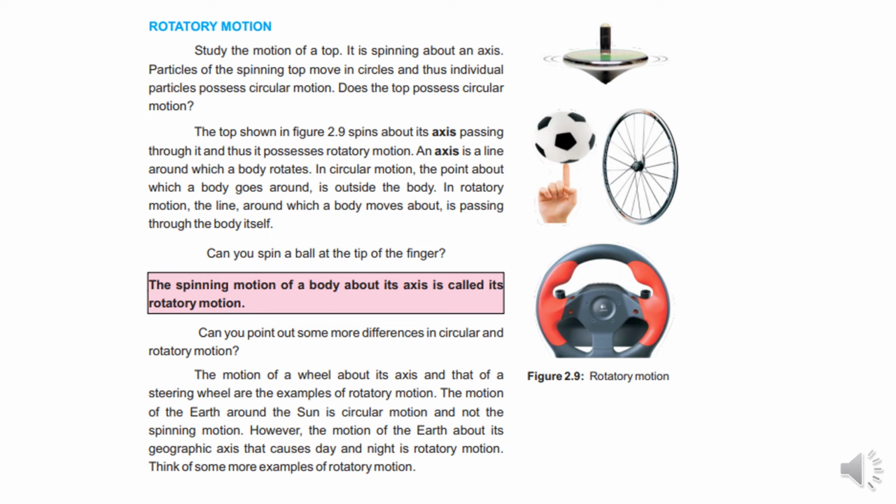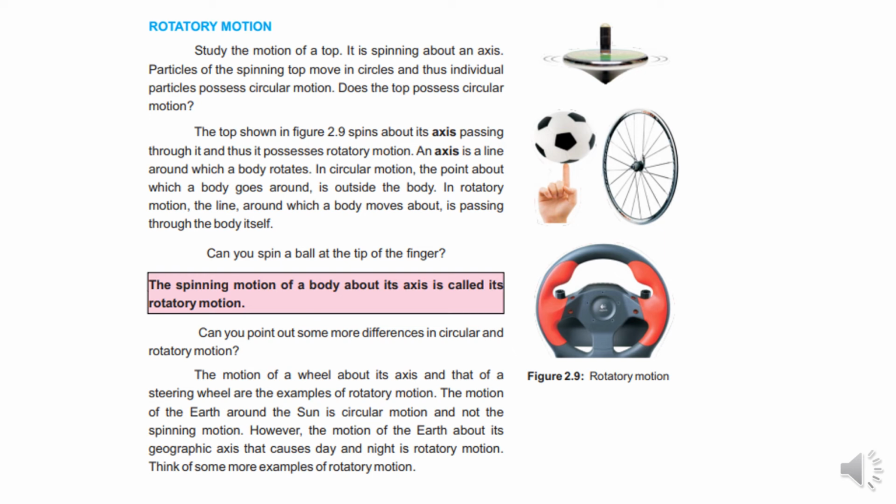In circular motion, the point about which a body goes around is outside the body. In rotatory motion, the line around which a body moves is passing through the body itself. We can define rotatory motion as the spinning motion of a body about its axis. The motion of a wheel about its axis and that of a steering wheel are examples of rotatory motion.